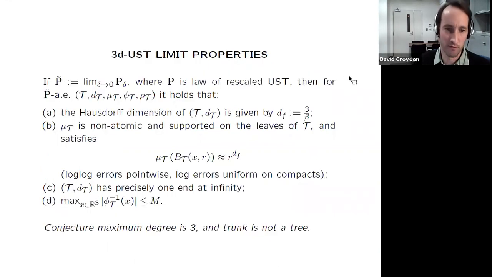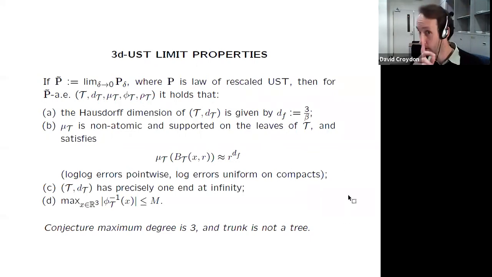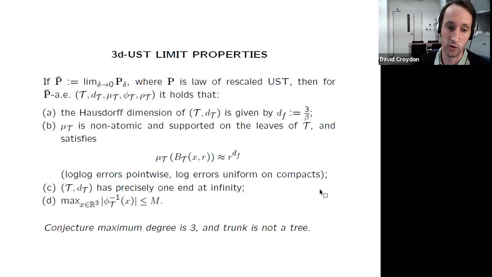Again, we can write down similar properties for the limiting space, or at least some of them. Measure estimates give us a Hausdorff dimension in terms of this growth exponent, at least. I should say that for the topological properties, the fact that we don't have self-duality in 3 dimensions means we can't use some of the soft arguments that we used in 2D. So things like the maximum degree being 3, we don't know. We conjectured this is true as well.